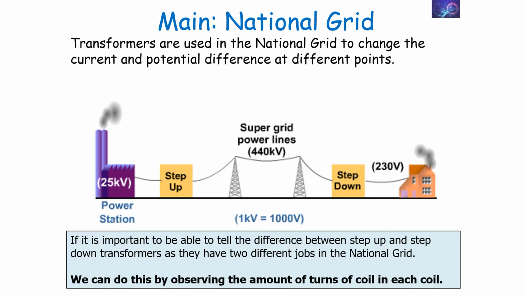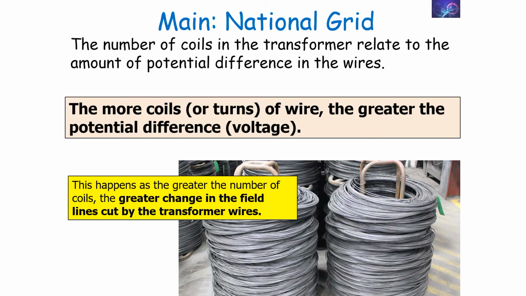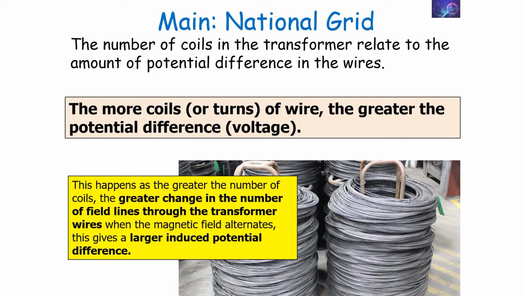Now it's important to see which transformer you are using, and you can do that by observing the number of turns of coil in each coil on your transformer. It's important to note that the number of turns in the coil relates to the potential difference in the wires. The more turns of wire, the greater the potential difference in that particular coil. This happens as the greater the number of turns, the greater the change in the field lines cut by the transformer wires. So what this means is that when the magnetic field alternates in your transformer, it produces a larger induced potential difference.